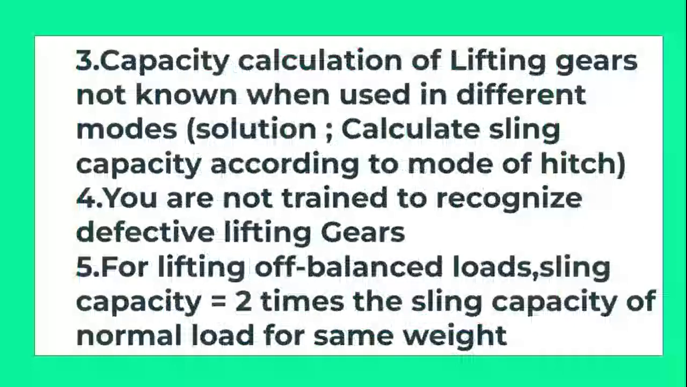Number 5, for lifting of balanced loads, the sling capacity is 2 times the sling capacity of a normal load for the same weight. So if the load is balanced and uniform, the sling capacity will be double. If it is a 2-ton sling and the load is balanced or uniform, you can use up to 4 tons. So these are the general or basic rules for lifting operations.